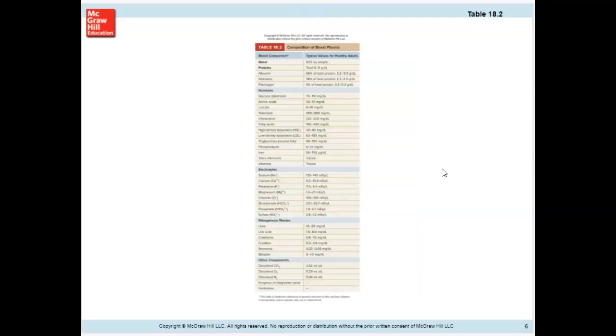Here you can see some other components of plasma. Remember, 92% is going to be water, and some other part is going to be proteins. Albumin is going to be 60% of it. 36% is going to be globulins. We're going to have alpha globulins, beta globulins, and gamma globulins. These last are the antibodies. And fibrinogen is going to be about 4%, and this is going to be in charge of clotting. Then nutrients, electrolytes, nitrogenous waste. The most important one is going to be the urea, and some other components such as dissolved gases.